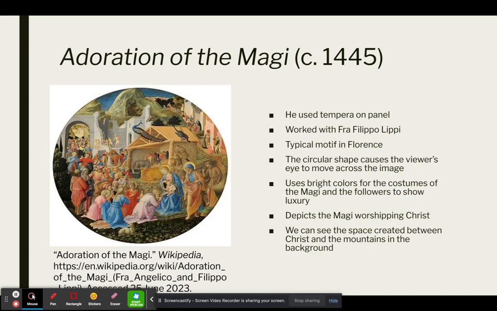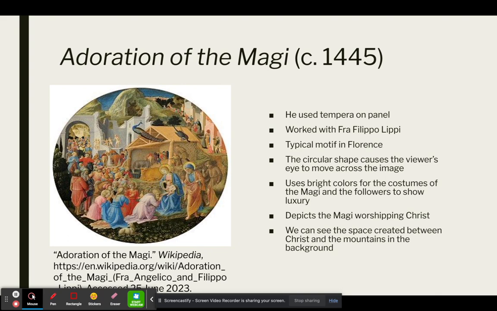The last art is the Adoration of the Magi. He used tempera on panel. He also worked with Fra Filippo Lippi, although it is not known who worked on what figures. The Magi was a typical motif in Florence, and it was even painted by other artists in the Renaissance like Da Vinci and Botticelli. The circular shape of this art causes the viewer's eye to move across the image.